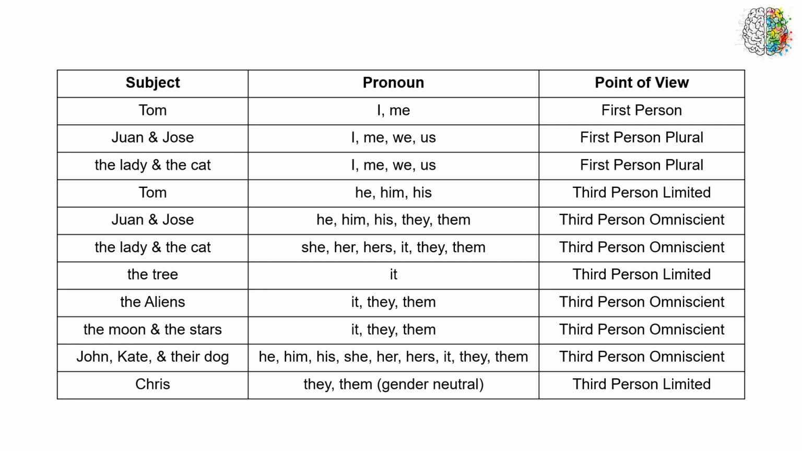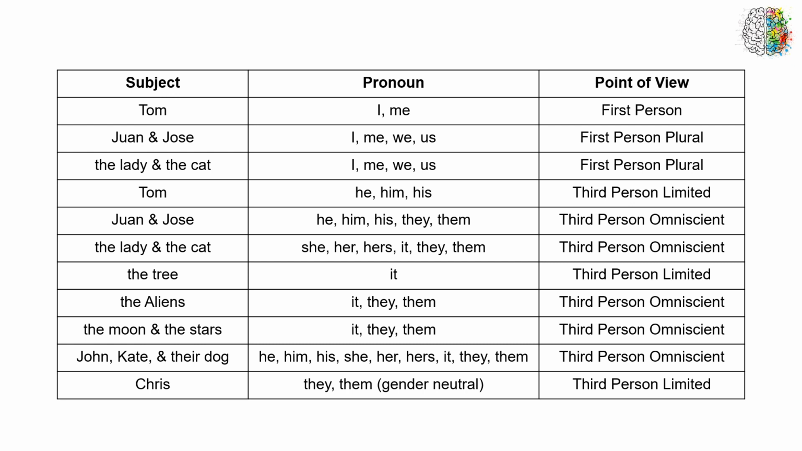Here are some examples showing the subject, pronouns, and point of view. The author will always list the subject along with the corresponding pronouns. Notice how you can have the same subject, but if the pronouns are different, it changes who is talking. If Tom is talking, we'll have the pronoun of I and me, and that will be the first person. If a narrator is talking about Tom, the pronouns will be he, him, and his, and that will be third person limited.